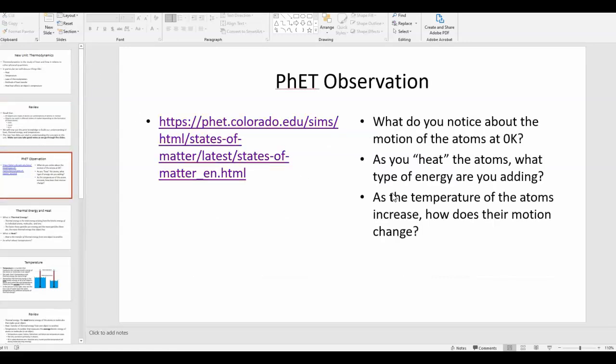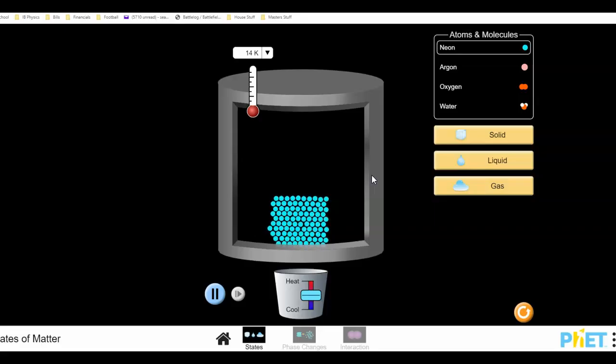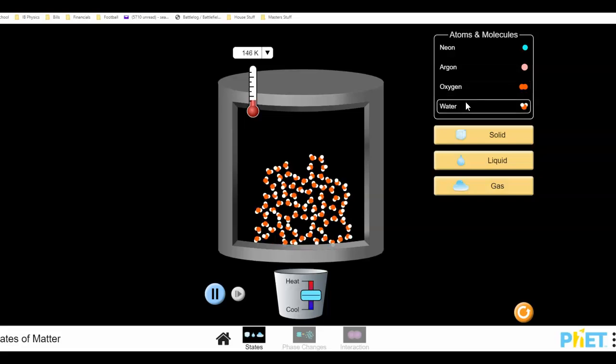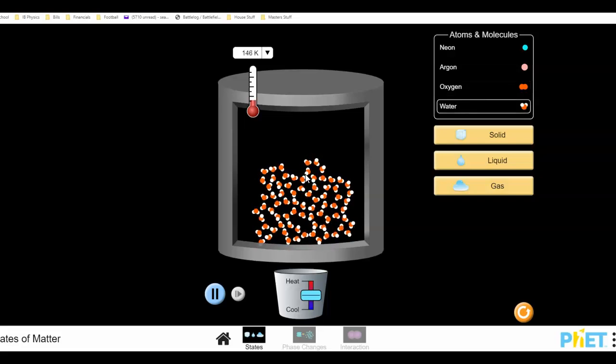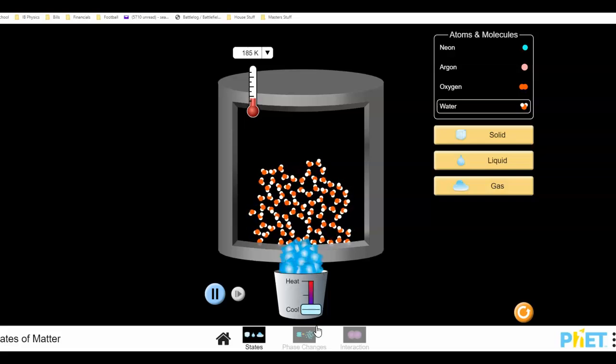I'm going to link the simulation so that you can play around with it on your own. You can change the temperature. Basically, there's a container of atoms, and you can change the type of atoms. You can choose neon, argon, oxygen, water. Here you have water molecules, and the individual balls are atoms, but notice that they're grouped together, so those are molecules. And you can either add heat or decrease heat.